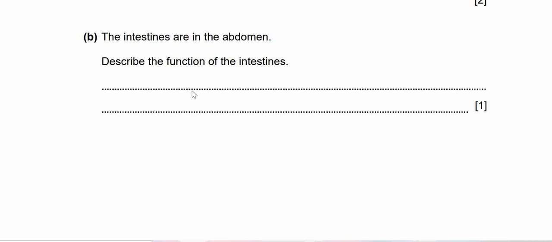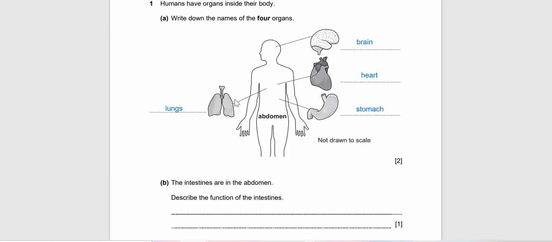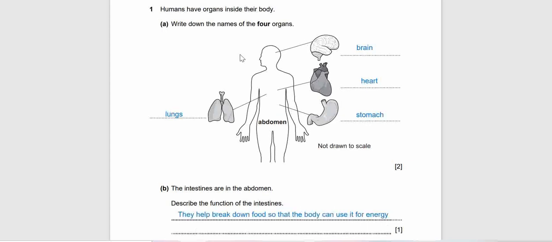Question 1b. The intestines are in the abdomen. Describe the function of the intestine. Alright, 10 seconds from now. 10, 9, 8, 7, 6, 4, 3, 2, 1. Okay, let's open up the answer. Right, this is an example of a correct answer. They help break down food so that the body can use it for energy. If you have any other option, you may write it down in the comment section if you need to clarify your answer.